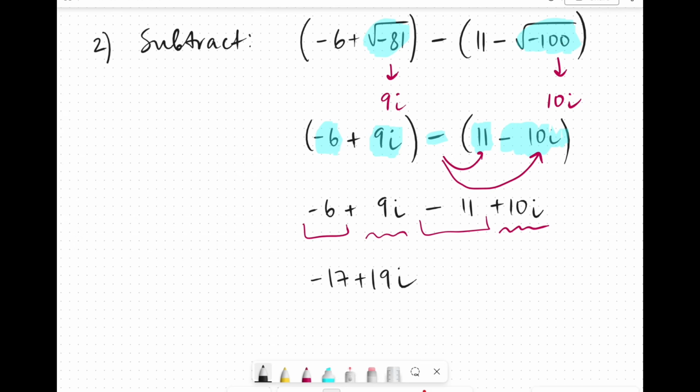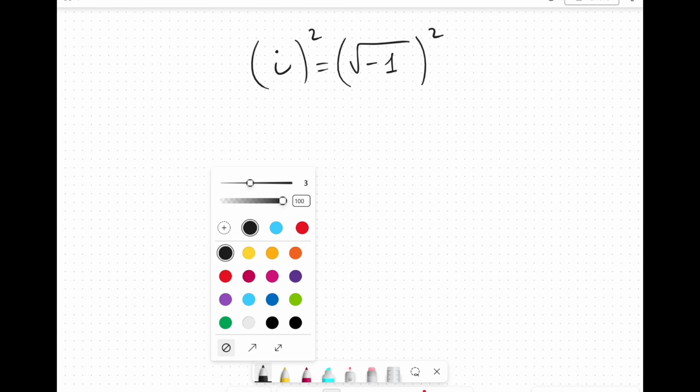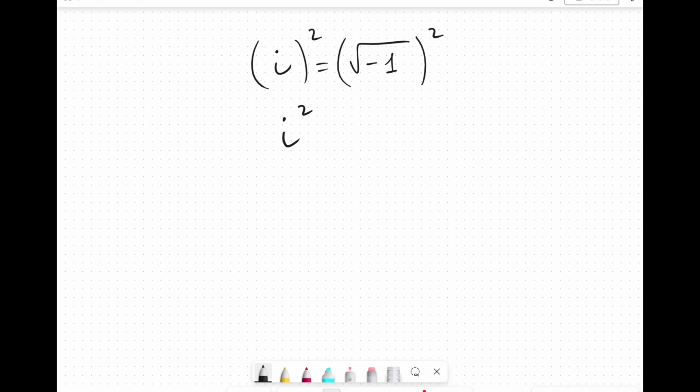The next question will ask you to multiply two complex numbers, but before I show you the example, I need to introduce you to the new formula. In my write-up, I mentioned that i is nothing but the square root of negative 1. What happens if you square the left side and square the right side? Well, on the left side, you will end up with i squared. On the right side, your square root and your square cancel each other out, leaving you with negative 1.